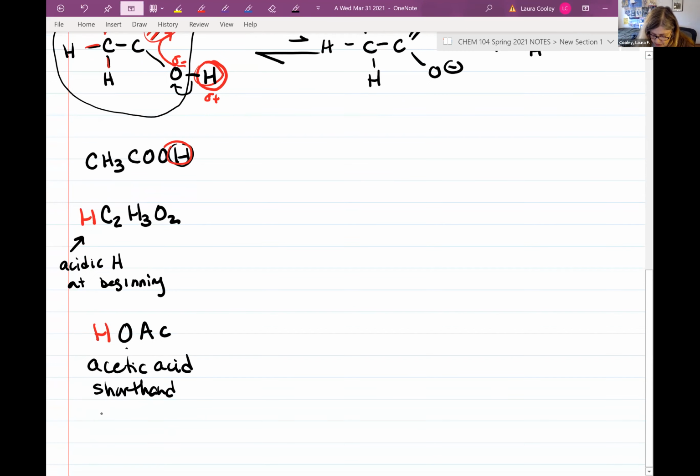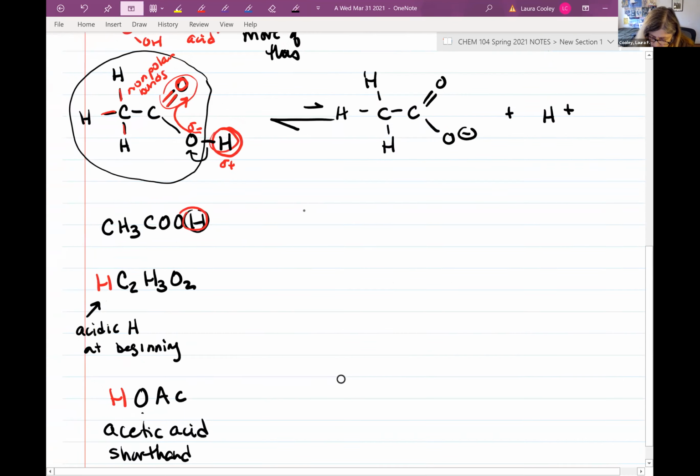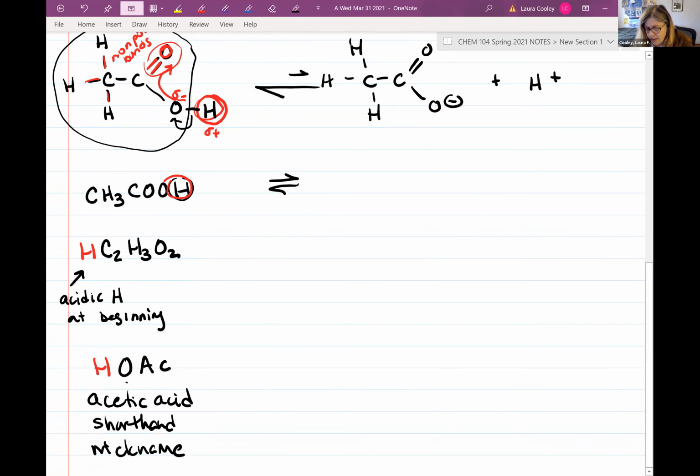And it's really a kind of a nickname. And all of these undergo the same reaction. There's an equilibrium, which you write this way. I just want to tell you that it mostly goes back. It doesn't go forward that much, but we don't write it that way. We just write it like this.